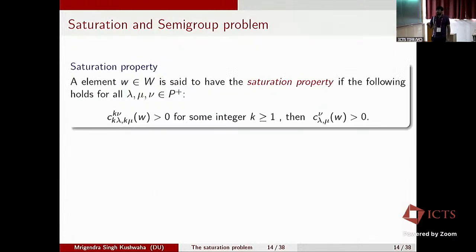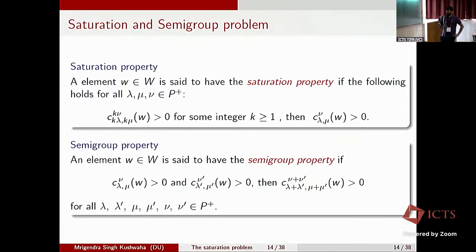Okay. So now I am going to define what is called the saturation and semi-group property. An element W is said to have the saturation property if the following holds for all lambda, mu, nu in P plus: for some integer k greater than or equal to 1, if C^{k lambda, k mu, k nu}_W is positive, then C^{lambda, mu, nu}_W is also positive.